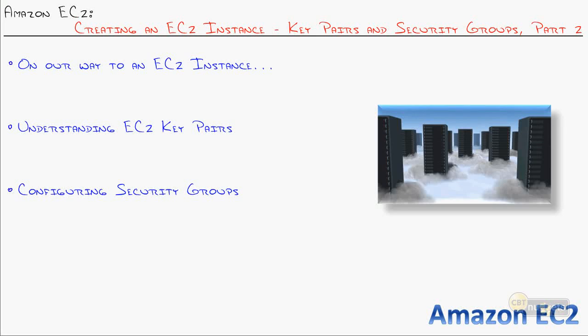Creating an EC2 instance, key pairs, and security groups, part 2. Well, I'll say about half of that is true. Key pairs we already talked about. So this is going to be a nugget fully on security groups. So I'm just going to block these guys out.